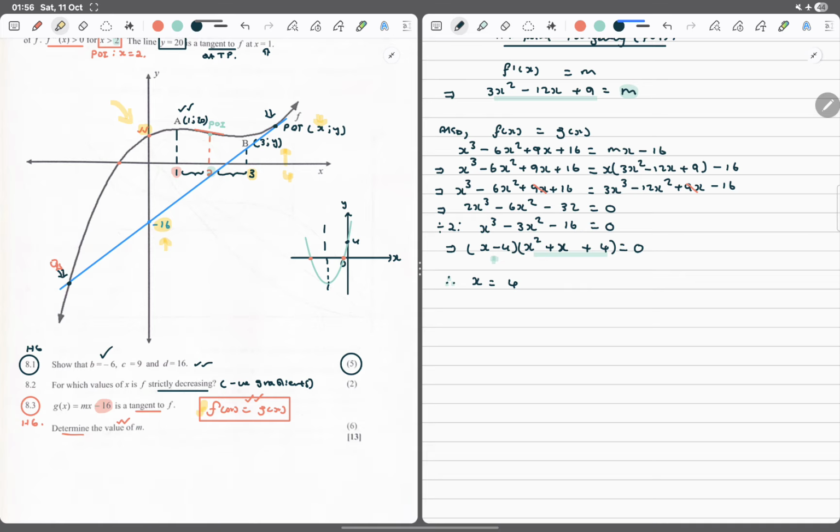So if x is equal to 4, we'll leave the others because that's not possible. On the negative side, we can't have a tangent with that situation, so it's not going to work. So we can say then m is equal to 3. Instead of x, we put 4 squared minus 12 into 4 plus 9.